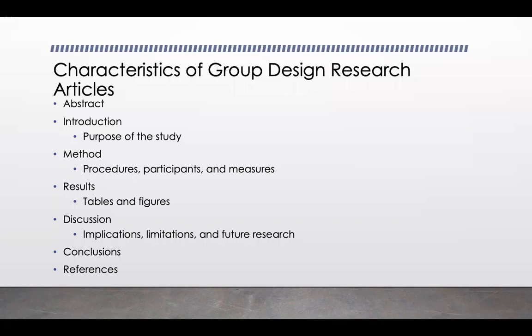The characteristics of group design research articles are the abstract, the introduction or purpose of the study, the method, which contains the procedures, participants, and measures, the results, which contains tables and figures, the discussion, which contains the implication, limitations, and future research, the conclusions, and references.